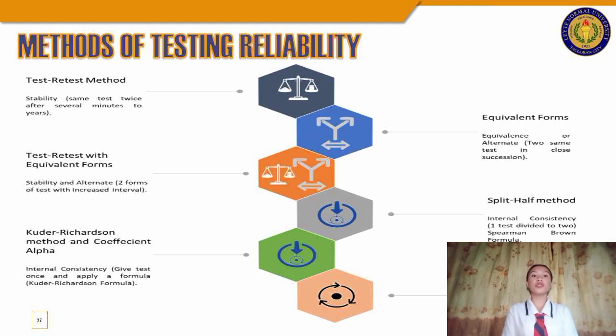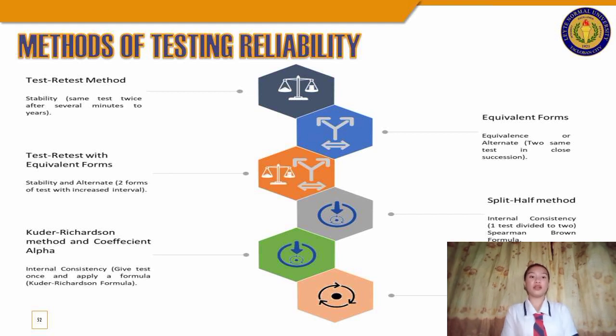Now let's move to the split-half method. The split-half method assesses internal consistency by dividing a single test into two halves. The Spearman-Brown formula is often applied to estimate the reliability of the full test based on the correlation between the two halves. So this method provides insights into the consistency of the test items.